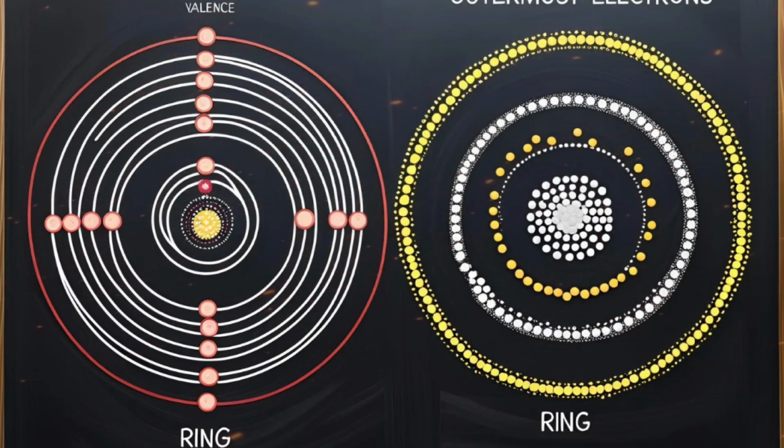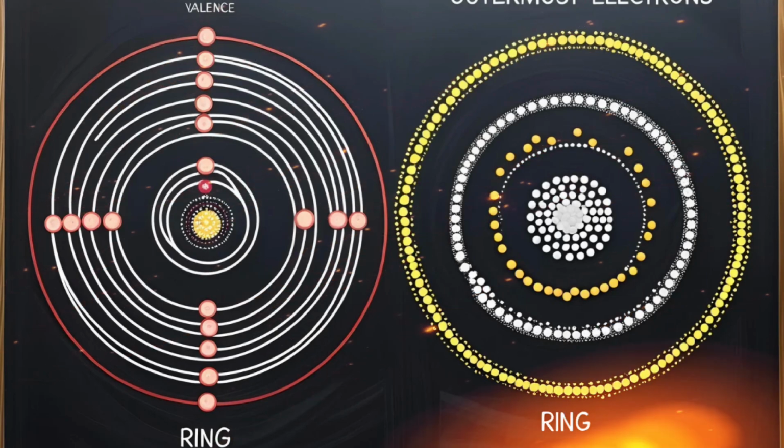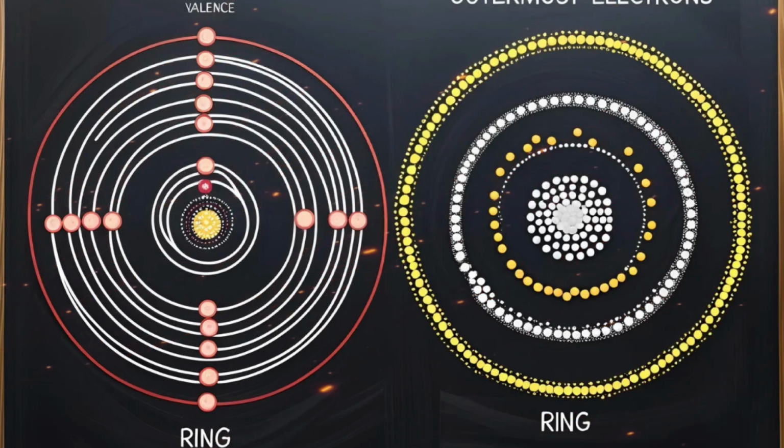Zinc rounds out this group as one of the most functionally diverse metals in the body. Though not as visually striking or historically celebrated as iron or copper, zinc is involved in hundreds of enzymatic reactions. It plays a key role in DNA synthesis, wound healing, immune response, and cellular growth. Zinc is also used in metal alloys, galvanization to prevent rusting, and in everyday products like batteries, sunscreens, and ointments.